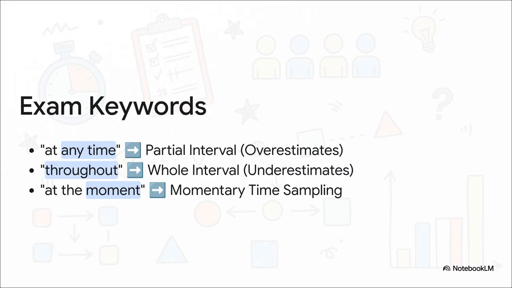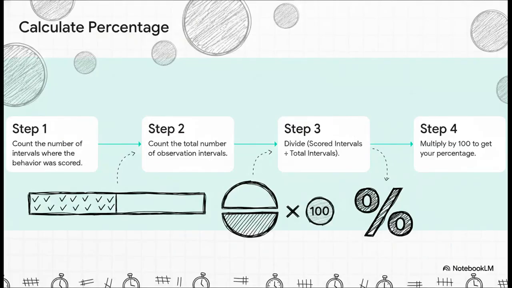If a question says at any time, your brain should immediately scream partial interval, which overestimates. If you see throughout or entire, think whole interval and underestimation. And if you see at the moment, that's your big signal for MTS. And last but not least, you have to know how to report the data. For all three of these methods, the answer is always the same, as a percentage of intervals.